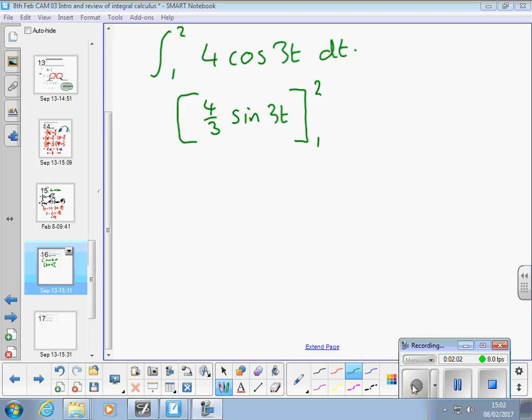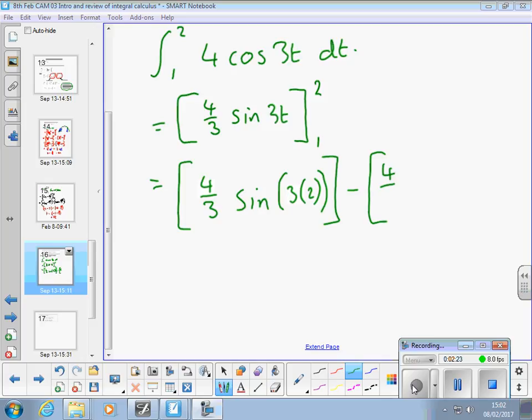And then what we do is put in values, so that is equal to, set of brackets, 4/3 sine of 3 times 2, minus 4/3 of sine 3 times 1. Okay, everyone happy with that? And that evaluates to minus 0.5607. Everyone get that answer?